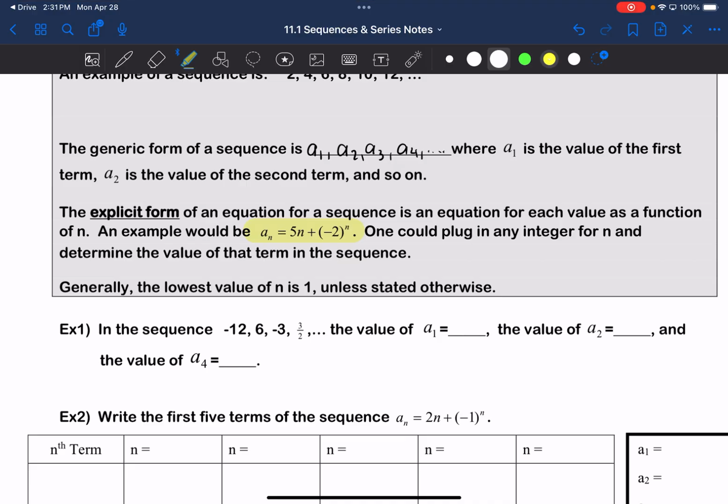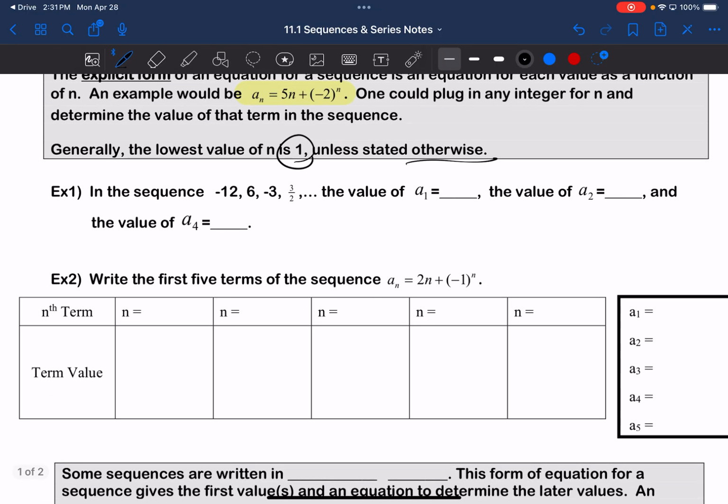Generally, unless they specify otherwise, your sequence should always start with the first term as 1. Like it says here, our first term is always going to be 1 unless they state otherwise. So if they don't say anything, you can assume that your first term is going to be 1.